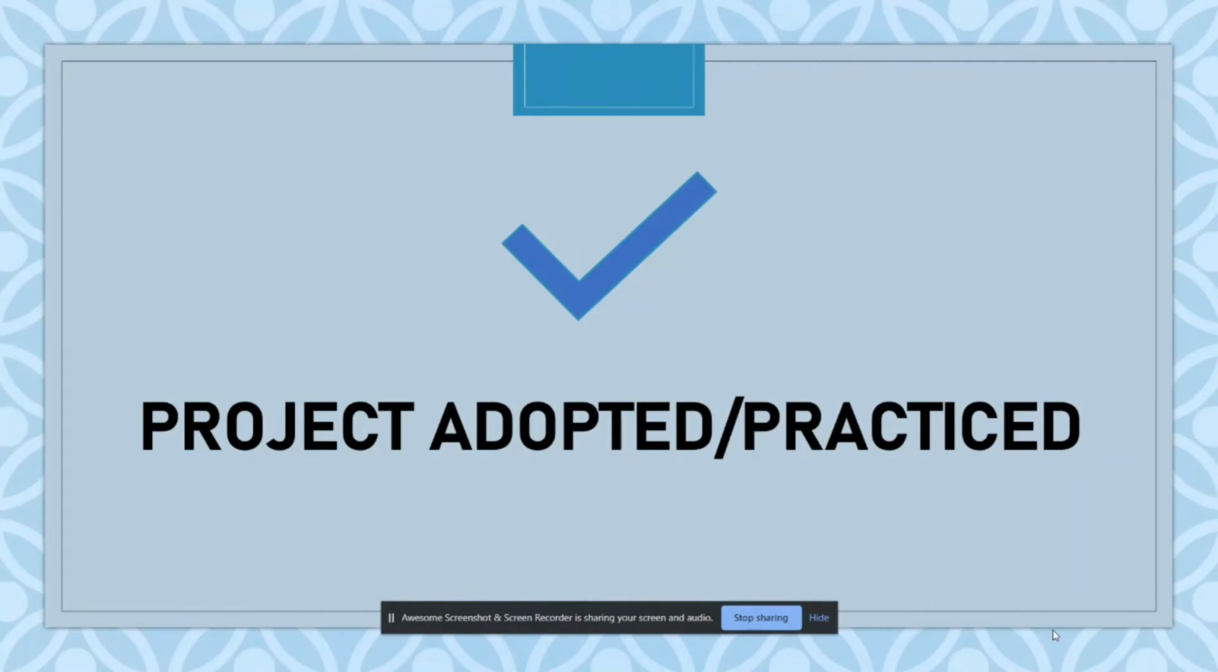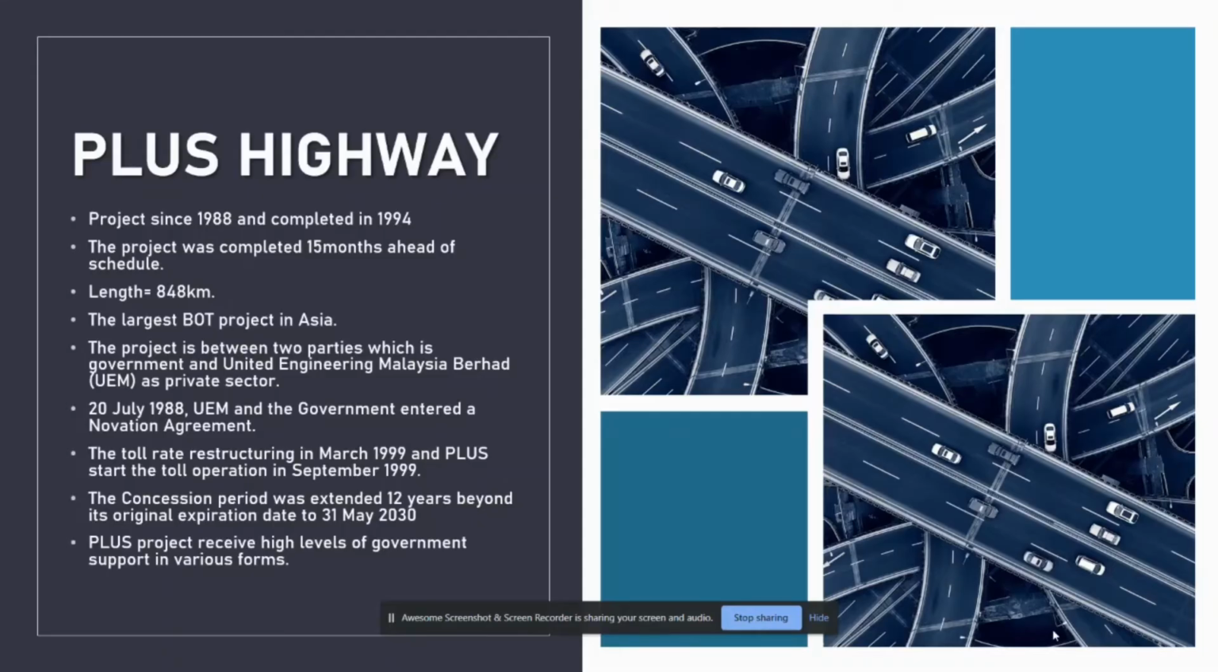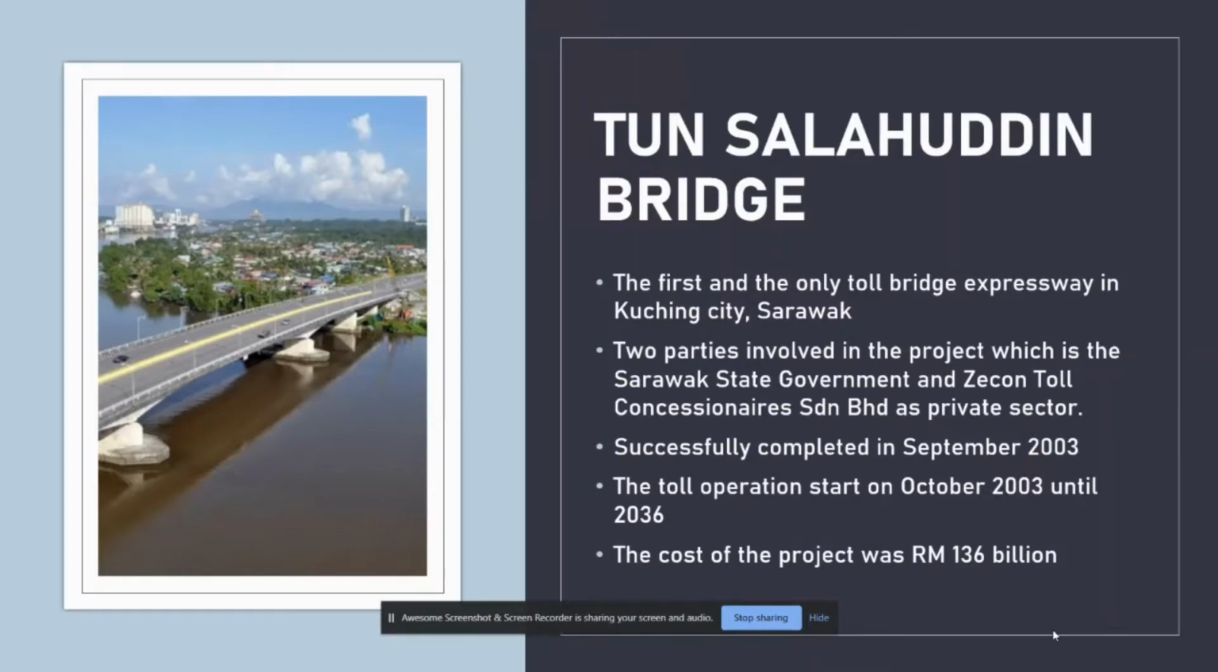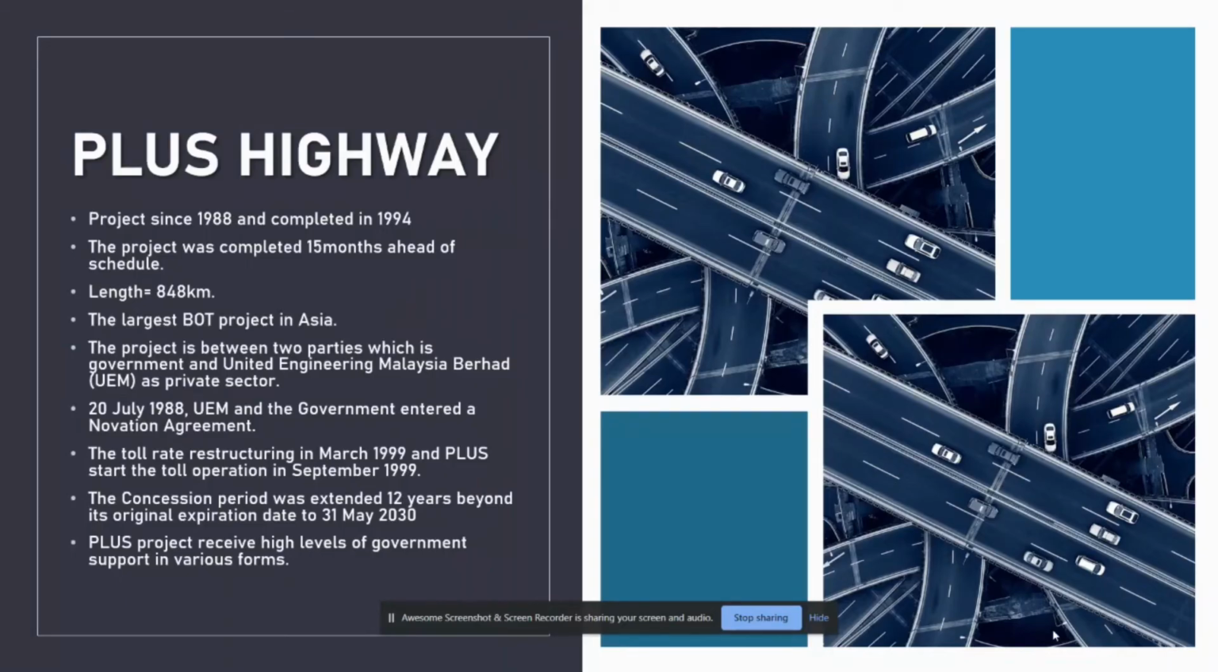Today I will explain about projects adopted or practiced under the BOT contract, also known as Build Operate Transfer contract, in the construction field. I chose two constructions in Malaysia, which are the Plus Highway and the Tun Salahuddin Bridge. First of all, for the Plus Highway, the project started in 1988 and was completed in 1994. The project was completed 15 months ahead of schedule, and the length of the road is 848 kilometers.